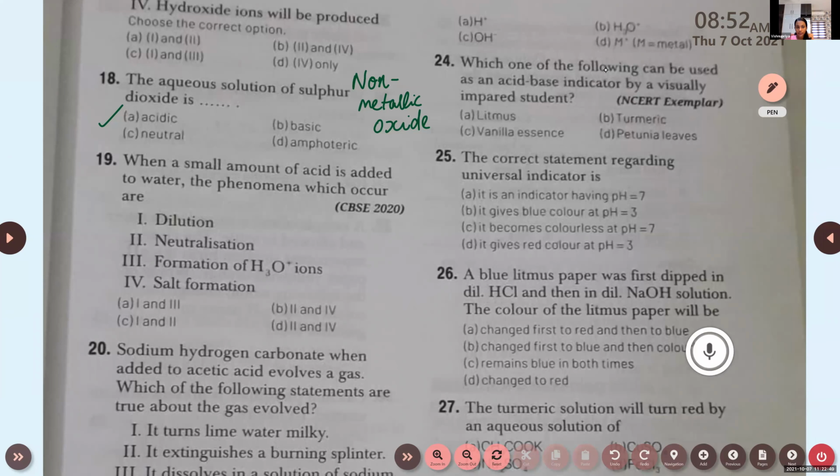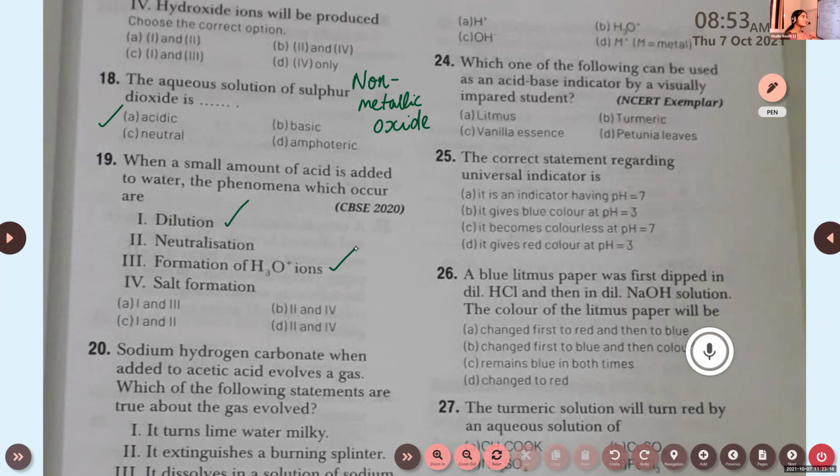1 and 3. Yeah, dilution and formation of H3O plus ions. When a small amount of acid is added to water, that process is known as dilution. That's the correct method of dilution, right? Acid should be added in a very small amount to water and stirred continuously. Ma'am, salt will be formed. Yeah.